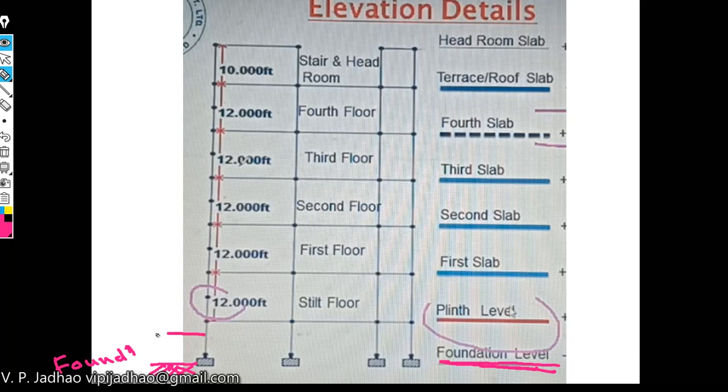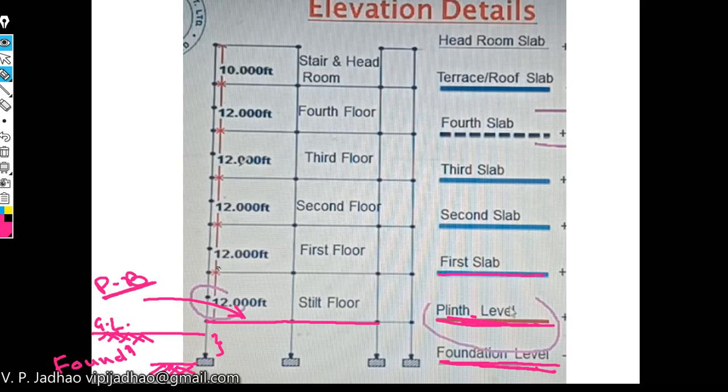Then you will be having some ground level like this. This is the initial ground level, and this portion will be underground. Thereafter we have the plinth level, at which the plinth beams are provided. These are the plinth beams. Then we have the slab level.